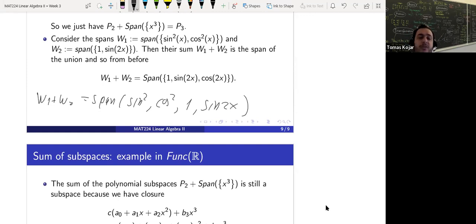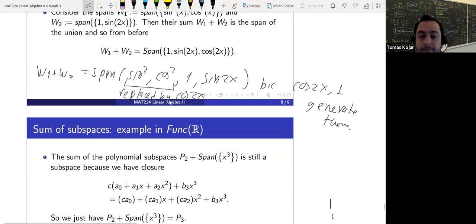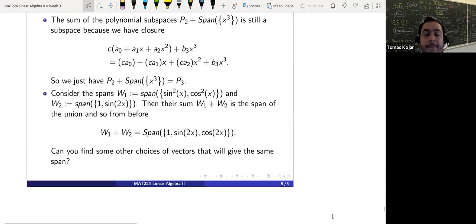And from what we just talked about, you can simplify things. You can drop these two and replace them by cosine of 2x, because cosine 2x and 1 generate them. Anyhow. So yeah, okay. Thank you very much, guys.